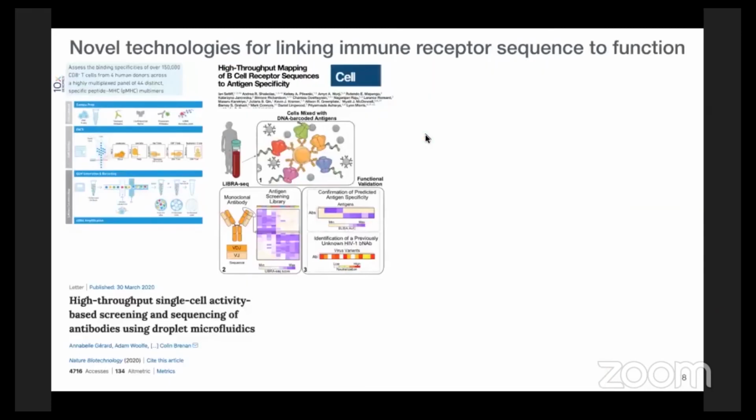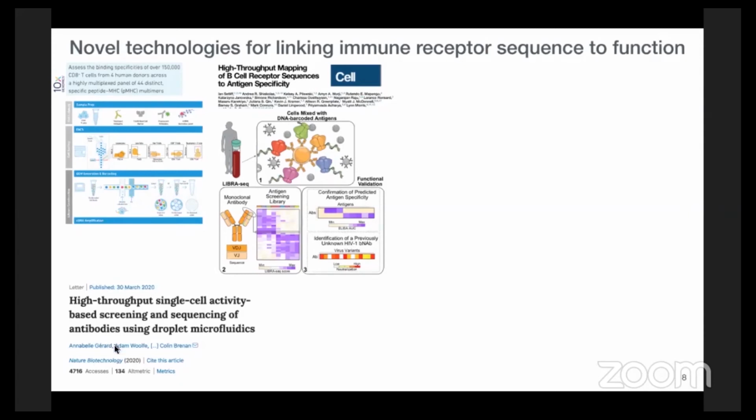So, but all is not lost. There are novel technologies surfacing right now. And these technologies are spearheaded, for example, by 10x Genomics. They have just published last year a technology where you can, at high throughput on the repertoire level, label T cells and also B cells with the antigen.